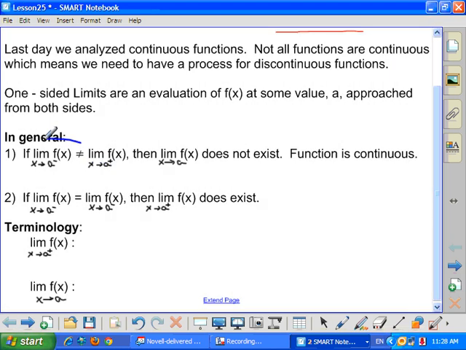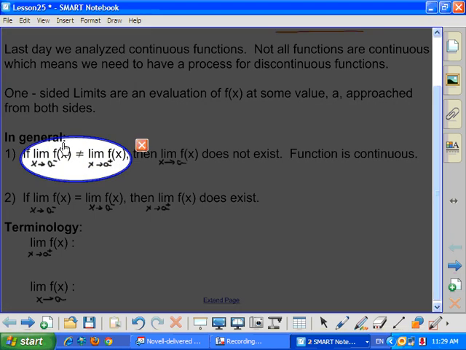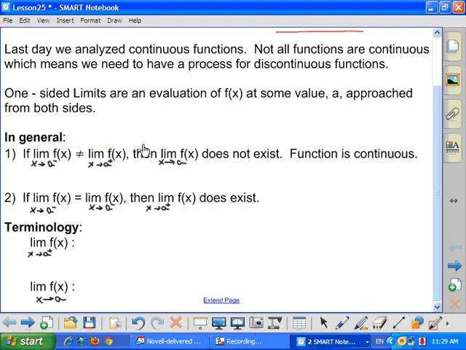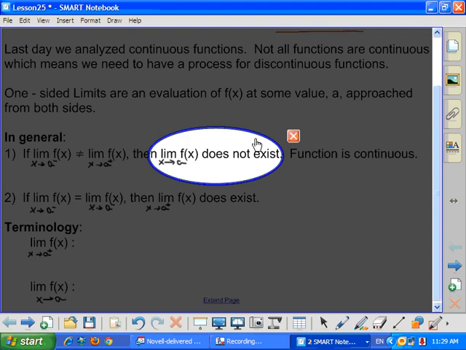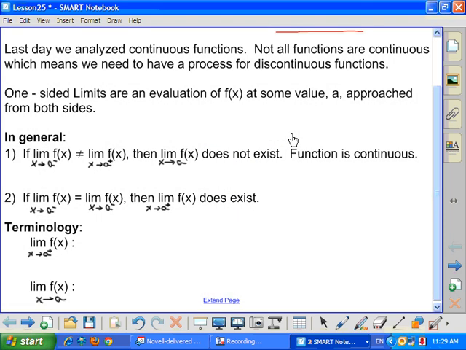So if we evaluate the limit coming in from both directions and they're not equal to each other, then the limit does not exist. The limit does not exist. So the function is discontinuous. I've got a bit of a typo here. So it is discontinuous.